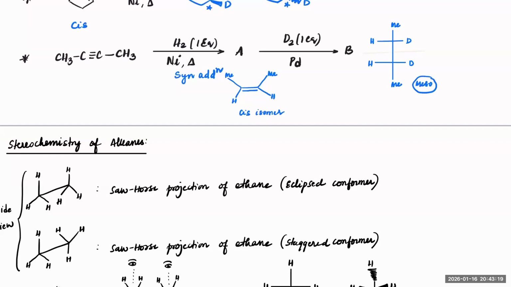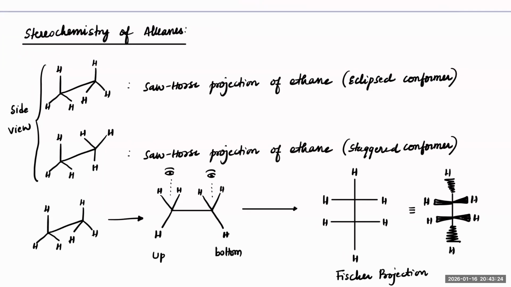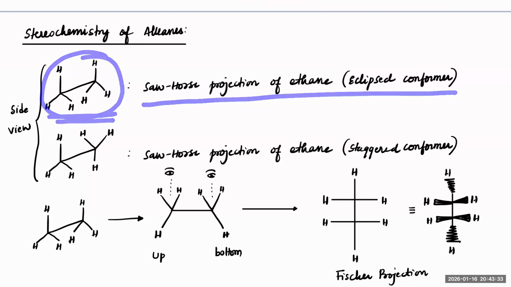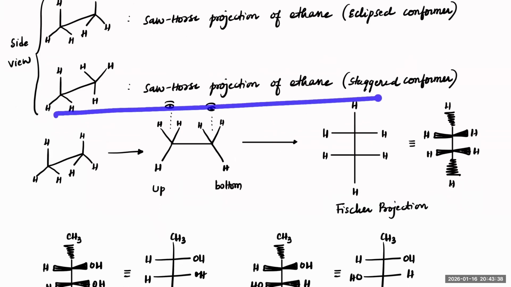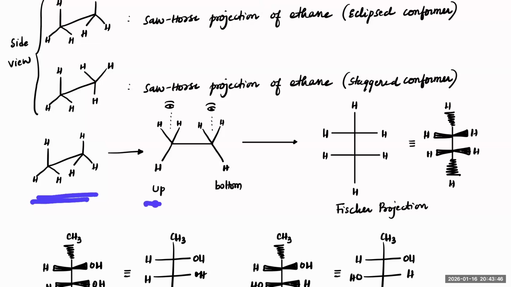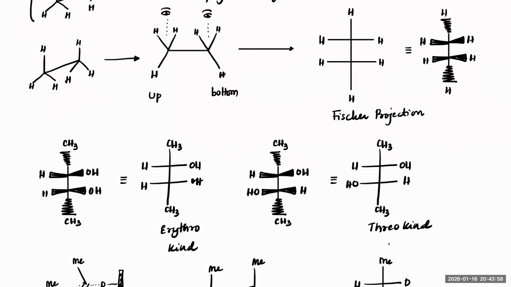Let me explain this more from a stereochemistry point of view. See, if you recall, we've done this. When you have a three-dimensional molecule and you represent it from a side angle, we call it a sawhorse projection. And this is the sawhorse projection of an eclipsed conformation. And this is the sawhorse projection of a staggered conformation. And usually when you have a sawhorse projection here, this is also an eclipsed form. This is also an eclipsed form. And when you watch it from the top, this is how you represent it, and we call it a Fischer projection. I'm sure you guys could recall that.